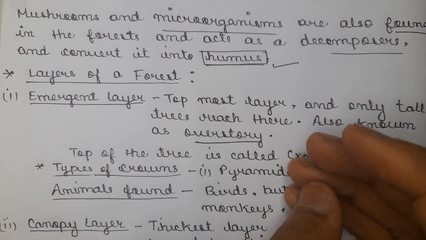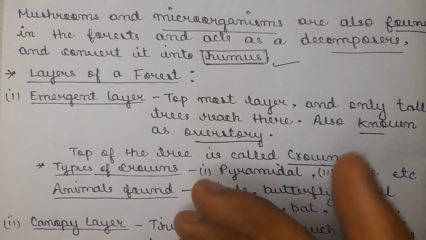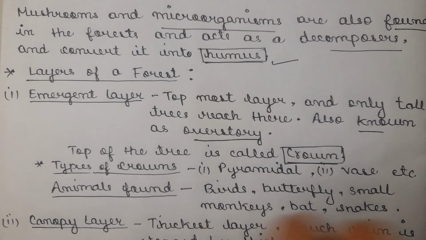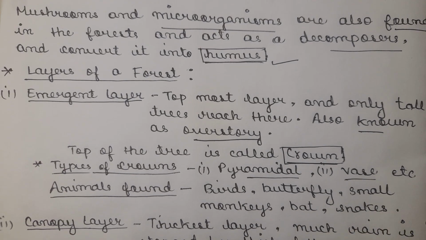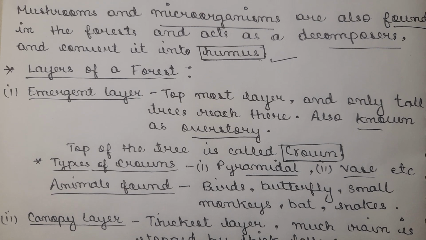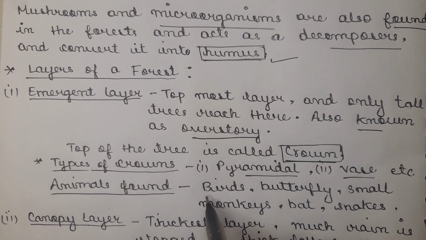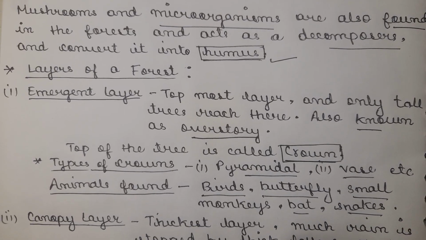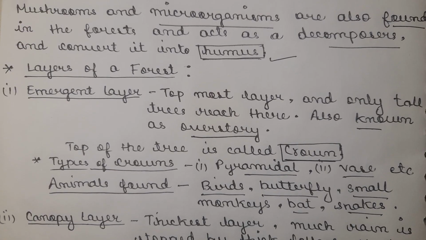In this emergent layer, the top of the tree is called a crown. The emergent layer or the top of the trees is known by the term crown, and these crowns are of different types. Some are pyramidal crowns, some are base crowns, and many more. The animals found on this layer of the forest include some birds, butterflies, small monkeys, bats, and snakes.